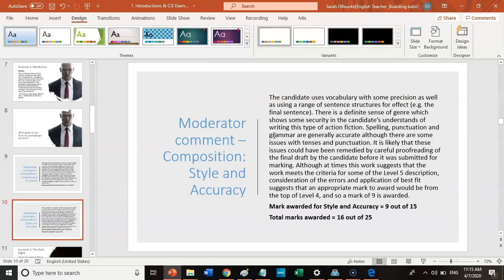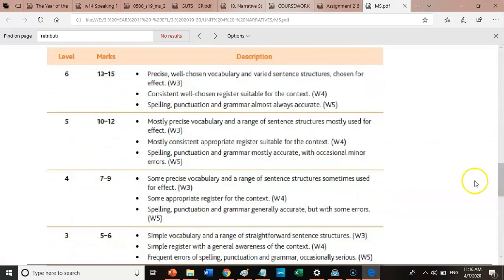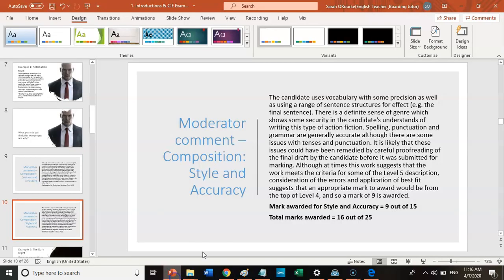So for style and accuracy, this has got a 9 out of 15, so quite a bit lower. So that means that it's in this band 4 here, which, as I said before, is quite an average band for people to get, at least in the exam. I think they probably get a higher mark in the coursework because they have a chance to edit.